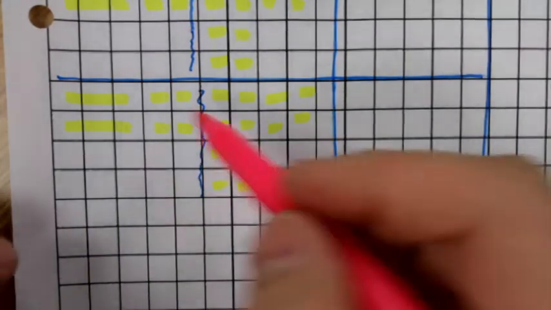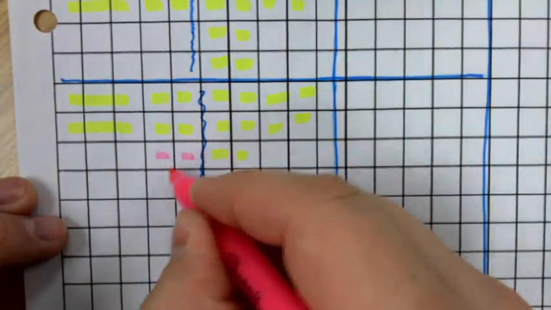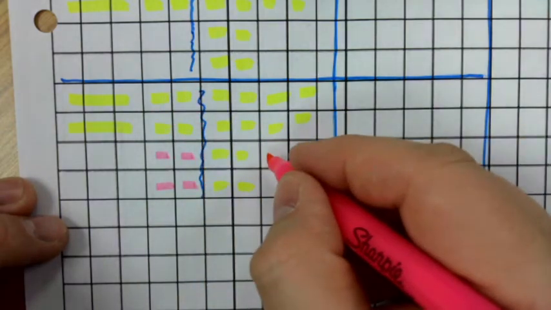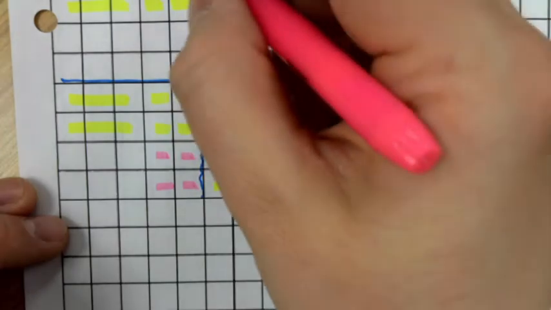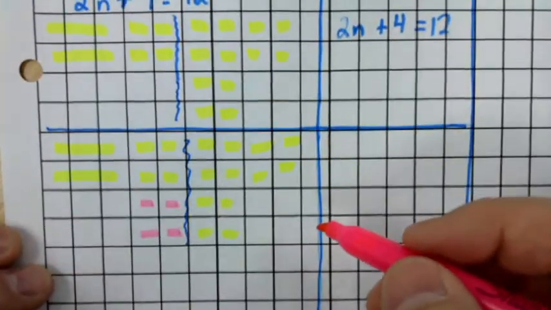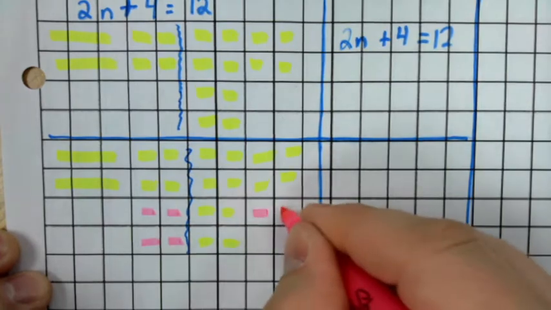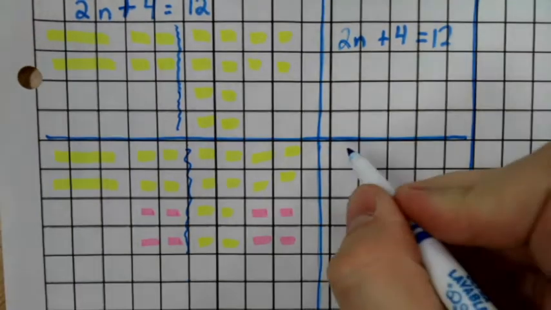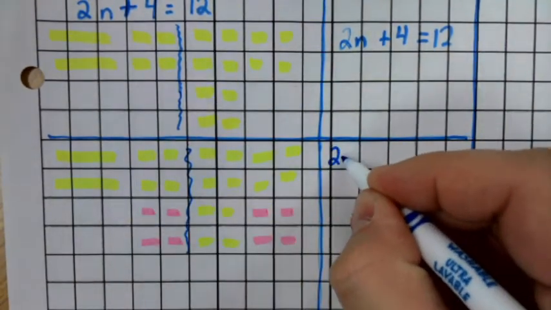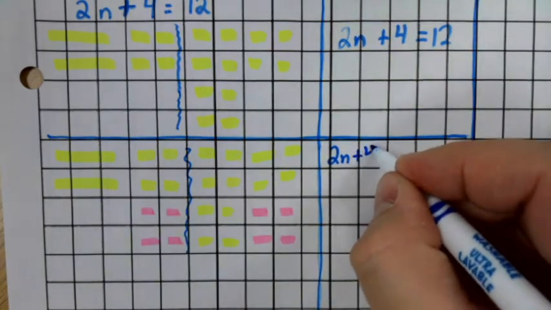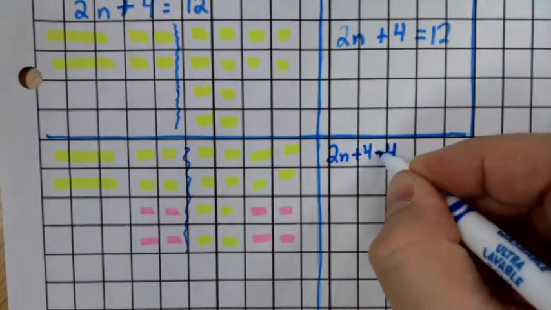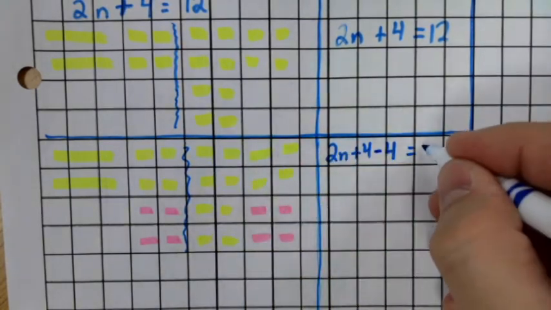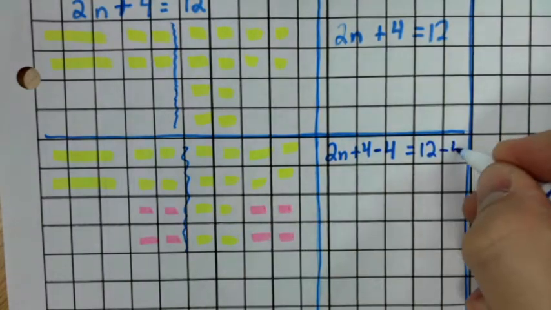So I've redrawn it here, and I'm going to put in the exact same amount of negative tiles here as there were positive tiles. And because I did that to this side, in order for this to still be equal, I need to also do it to the other side. So I'm going to draw those in, the same amount of negatives there. So that means that now on this side, we have 2n plus 4, subtract 4. Right? And then on this side, we have 12 and subtract 4.